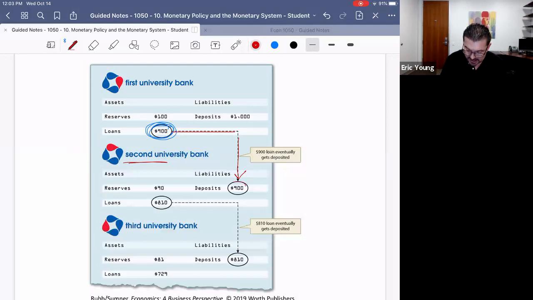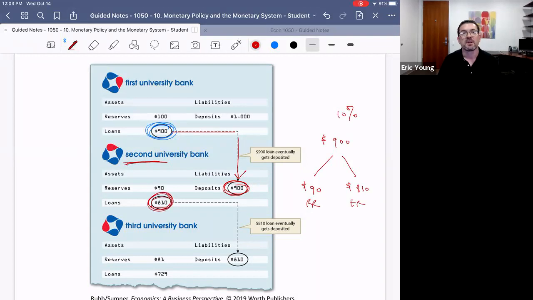This becomes a $900 deposit at Second University Bank. But of course, from the lens of Second University Bank, of that $900, given a 10% required reserve ratio, only $90 has to be held. And 810 is considered excess. And what can banks do with their excess? Well, they can loan out their excess.